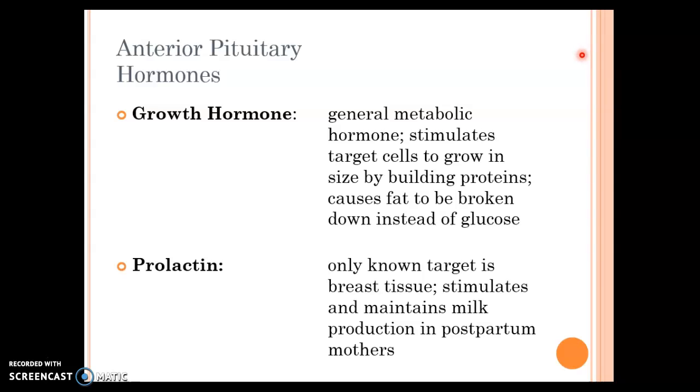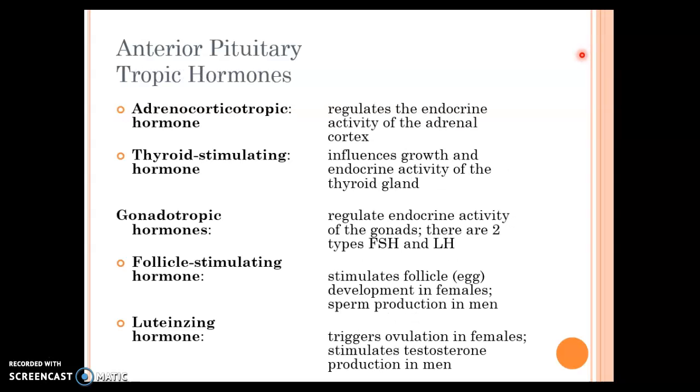Prolactin, which you will see as PRL, is known to target breast tissue, and it will stimulate milk production in postpartum mothers. And prolactin actually starts to be produced towards the end of gestation, or the time that a woman is pregnant. Prolactin is produced in men, but at this point they have no idea what it targets.